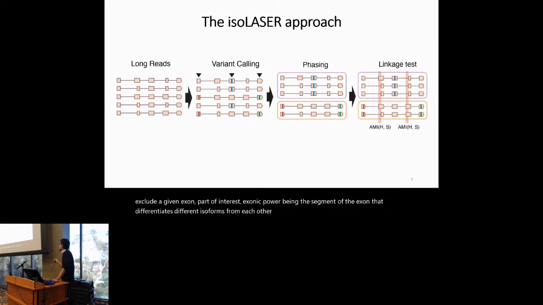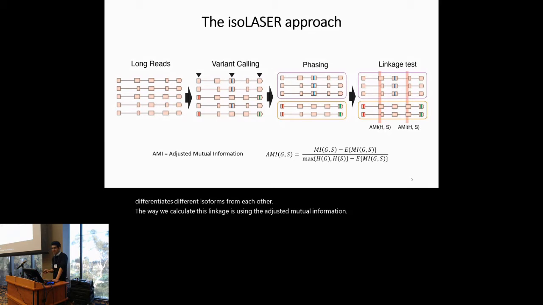The way we calculate this linkage is using the adjusted mutual information. Very briefly, adjusted mutual information aims to understand the relationship between two random variables. That is to say, how much we can learn from one random variable in order to predict a second one. In this case, how much we can learn from the haplotype in order to predict the splicing outcome.